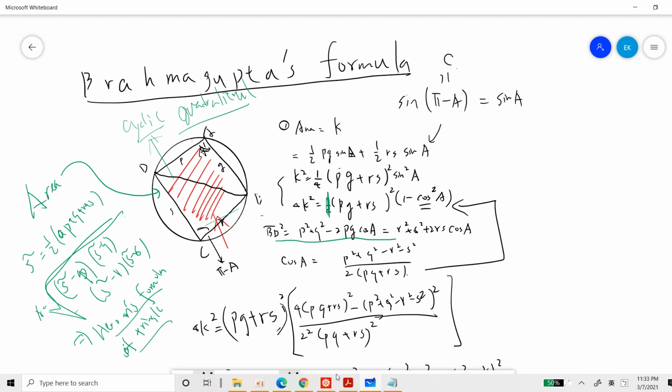And then we have this BD. We have the cosine law, so BD squared is p squared plus q squared minus 2pq cosine A, which equals r squared plus s squared plus 2rs cosine A. So we get cosine A equals (p squared plus q squared minus r squared minus s squared) over 2(pq plus rs). And then we put this into 1 minus cosine squared A. So it becomes 4K squared equals (pq plus rs) squared minus (p squared plus q squared minus r squared minus s squared) squared over 4.